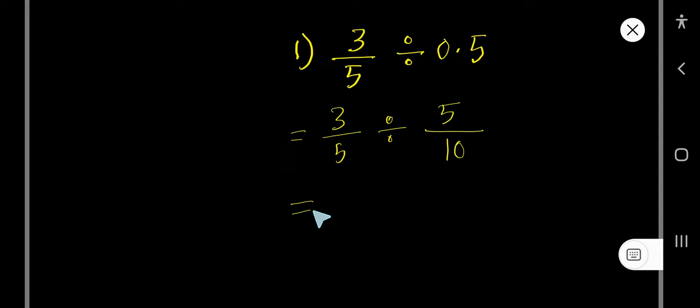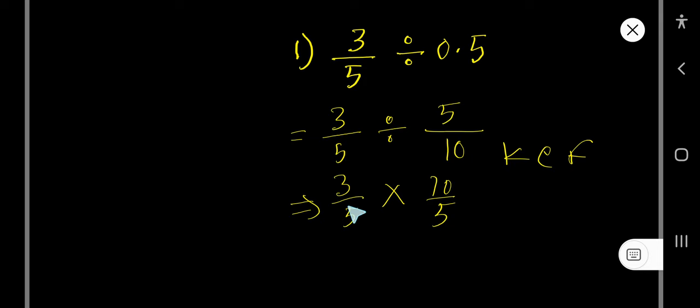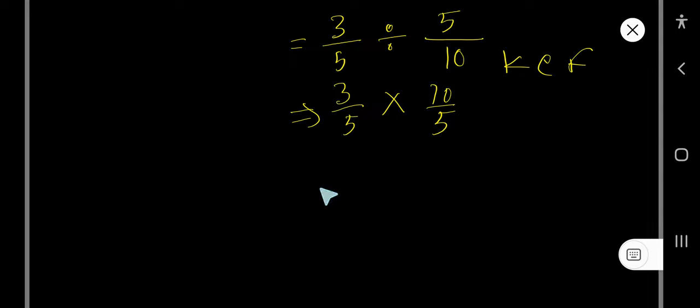So now, we need to change this division sign to a multiplication sign, and then we need to flip this fraction, 10 over 5. That is, for dividing fractions, we know the keep, change and flip method. Keep the first fraction, then change the division sign to a multiplication sign, and then flip, change the position of the numerator and denominator. Now we need to multiply top to top and bottom to bottom.